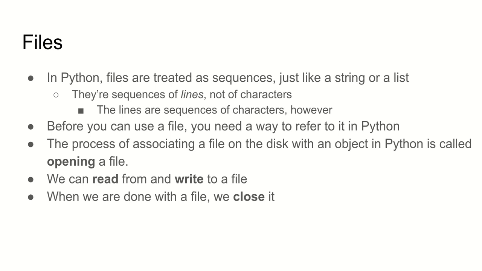Before you can use a file in Python, you need a way to refer to it. The way that we do this is we create a file object. We create a file that we could name as a variable by opening that file, and there are functions for that, which we'll see in a moment. We can then read from the file and possibly write to the file, depending on the settings. And when we're done with the file, we close it.